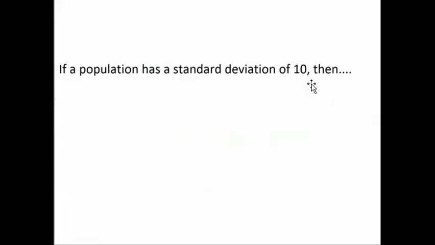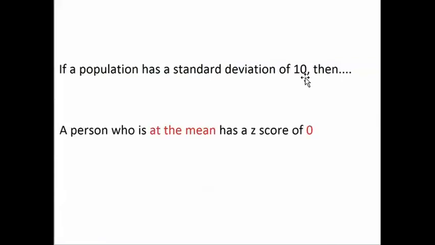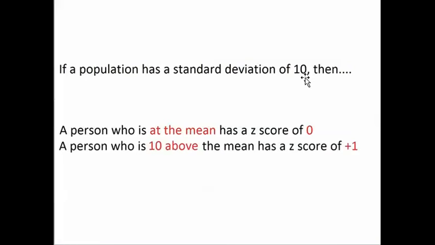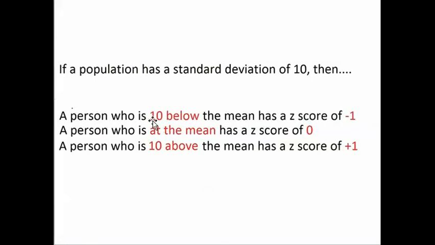Now what if the standard deviation of the class wasn't 5? What if the standard deviation of the class was 10? Well, in that case, a person in the class who's 10 above the mean would be 1 standard deviation above the mean, and that student would have a z-score of +1. And a student in the class who's 10 below the mean would be 1 standard deviation below the mean, and that student would have a z-score of -1.